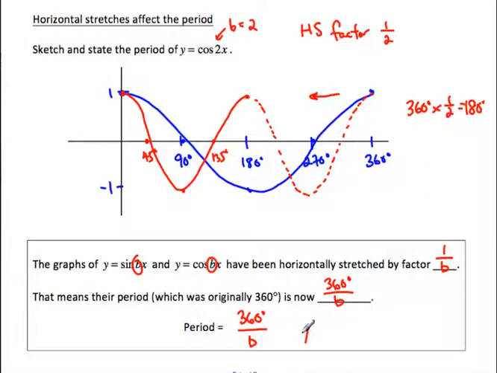As an example, let's say you were given the equation y is equal to sine 4x, and you wanted to know the period.